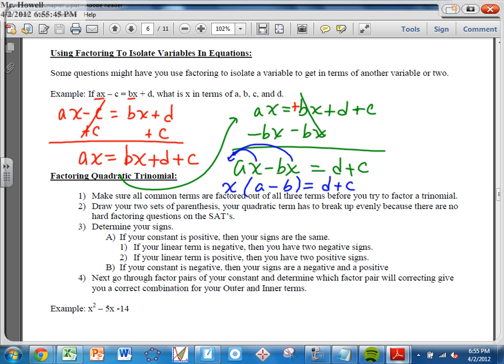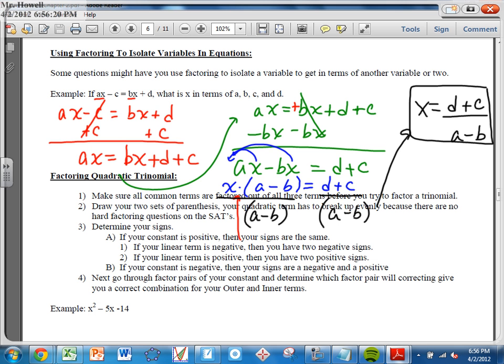And now I want to solve for x. Well, x is currently multiplying the quantity a minus b, because there's really a multiplication sign right there. So since there's a multiplication, we do the inverse of multiplication, which is division. So divide by the quantity a minus b. Now you can say your final answer. X is equal to d plus c over a minus b.